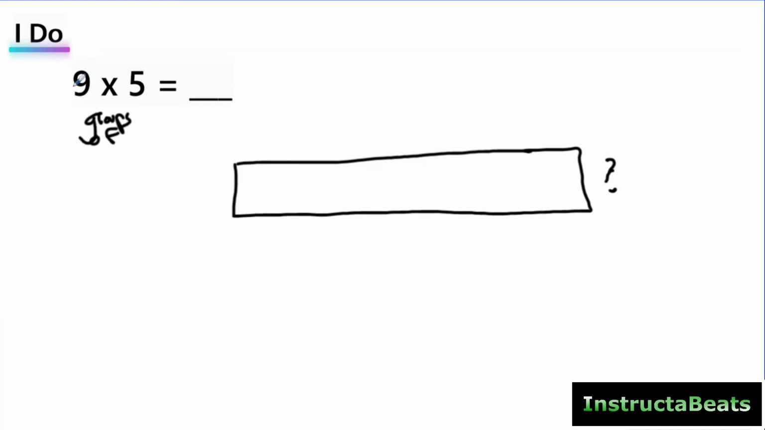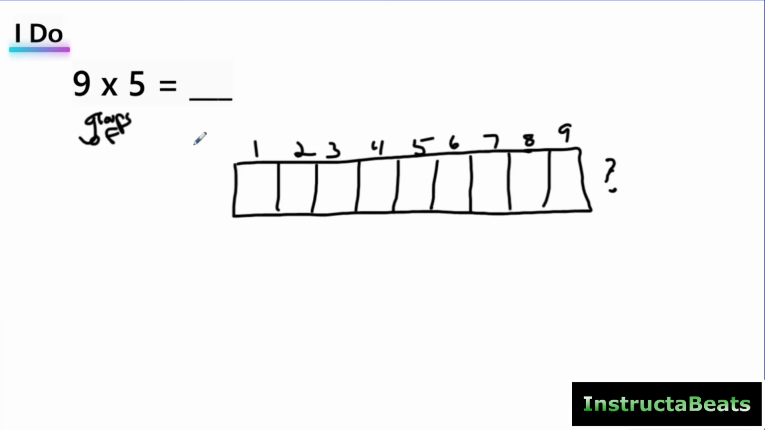You have 9 groups, right? Because it says 9 groups of 5. So I need to split this into 9 equal groups, or as equal as you can possibly draw. I'm not very artsy, but I do my best no matter what, right? And you would label them 1, 2, 3, 4, 5, 6, 7, 8, 9. And we know that we have 5 in each. So if it was a word problem, each basket had 5 apples in it.